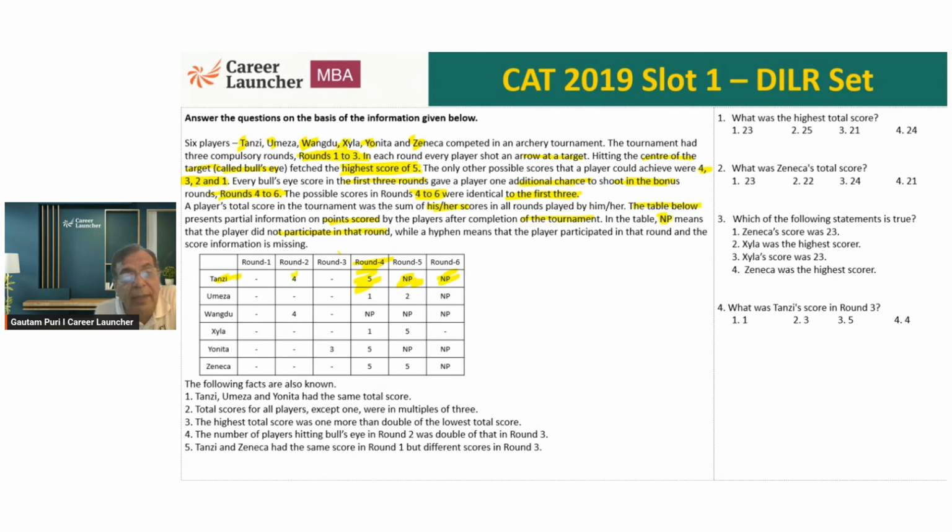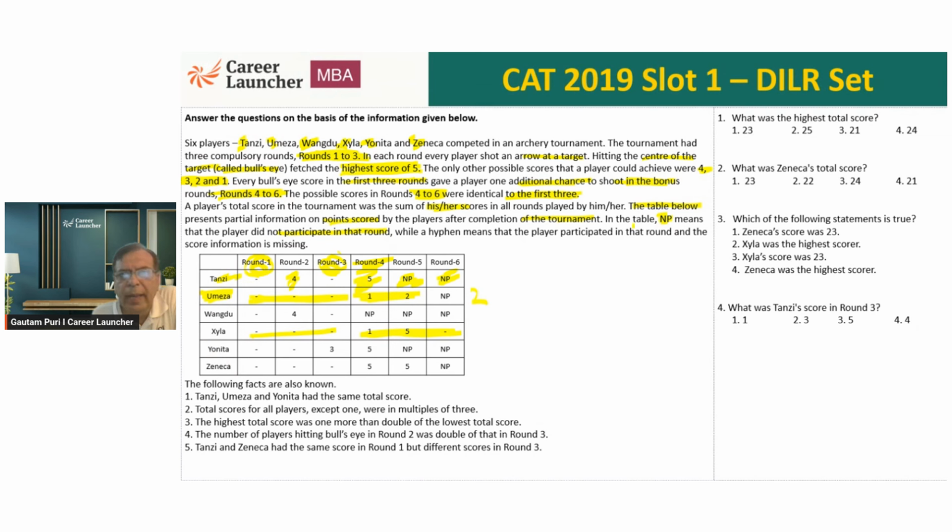In round 2, Tanzi has got 4 points. That means either in round 1 or round 3, Tanzi would have got 5 marks. Would have hit the bullseye. Similarly, if you look at Umeza, played in round 4 and 5, that means 2 bullseyes. That means out of these 3, round 1, 2, 3, 2 of them are going to be bullseyes. Similarly, if I look at Zyla, 3. That means the first 3 have to be bullseyes.